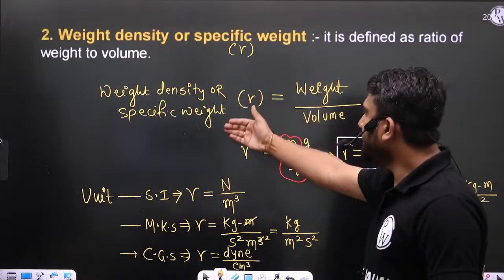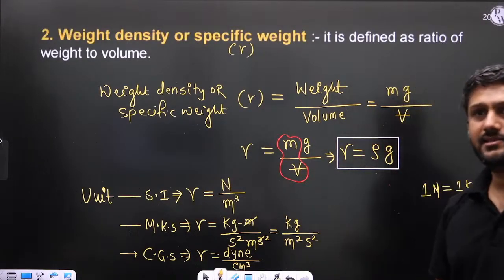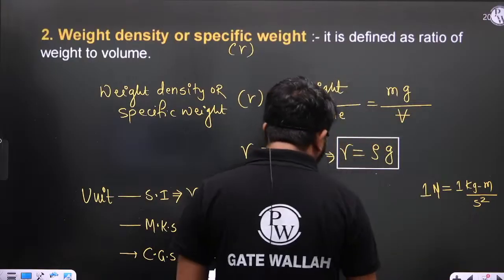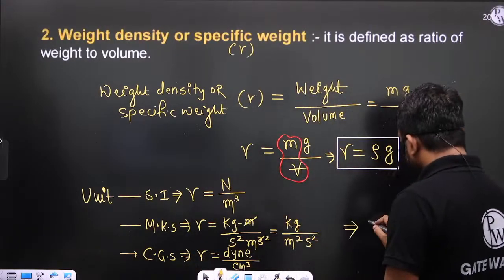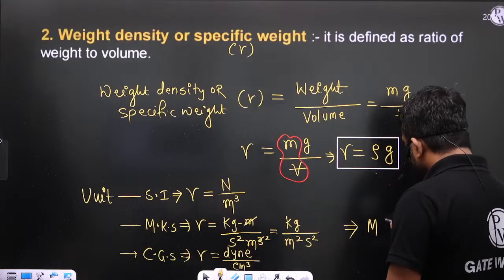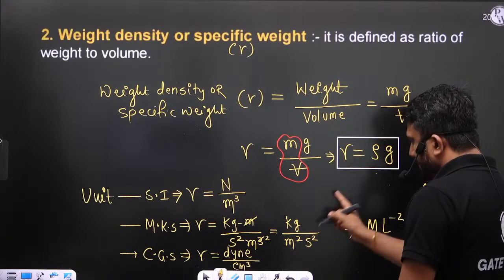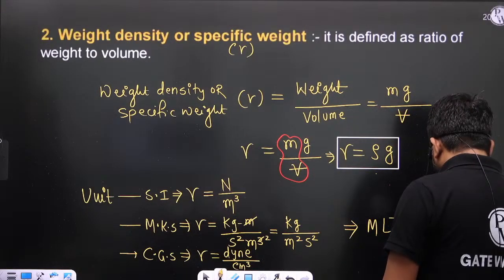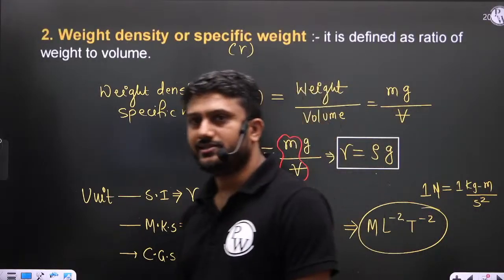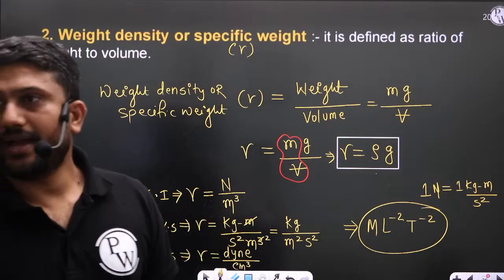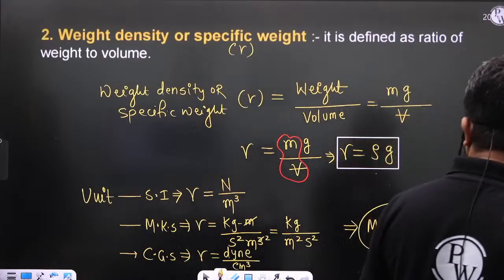Can you write weight density in terms of fundamental dimensions? Yes, we can write. See here, this is nothing but M L minus 2 T minus 2, right? This is the weight density in terms of fundamental dimensions, M L minus 2 T minus 2.